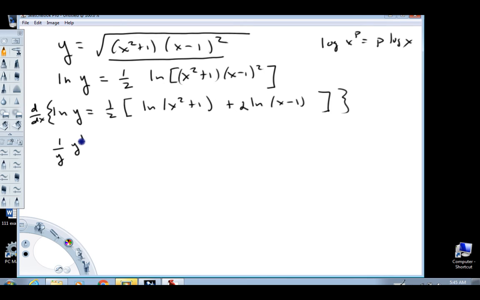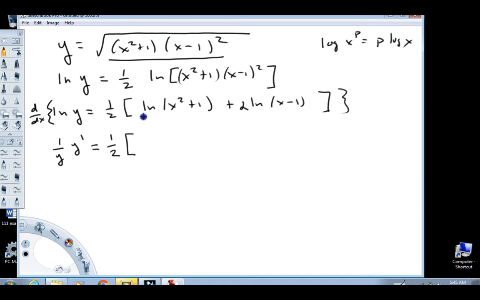This is because the derivative of the natural log of anything is 1 over the anything. So if this were an ln x, this would be 1 over x. It isn't ln x though, it's ln y, and y is a function of x, so this has to be chain ruled. So the derivative of this term is going to be 1 over y dy dx equals, now I'm going to take this term by term here. I'm just going to leave this 1/2 sitting here and go inside these parentheses and differentiate.